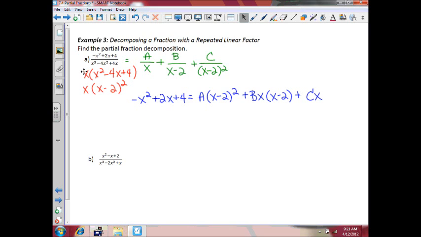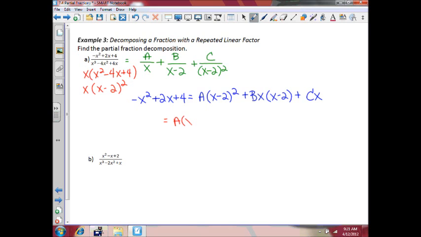Now the way I do that, if you look at your first fraction here, A over x, it's missing the x minus 2 quantity squared. B is missing the x and another x minus 2. C is only missing the x. That's how I knew what to multiply there. So we're going to simplify this.